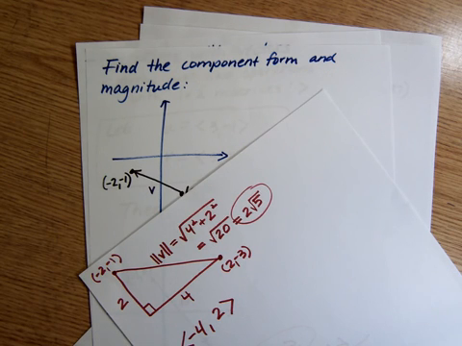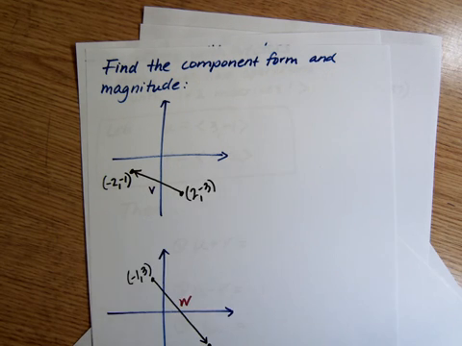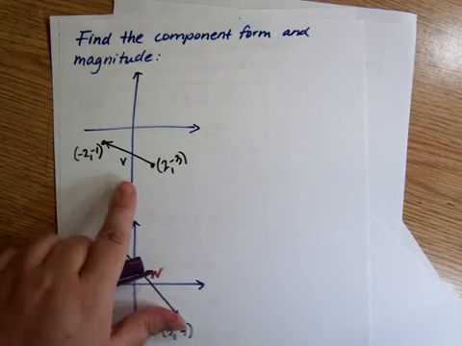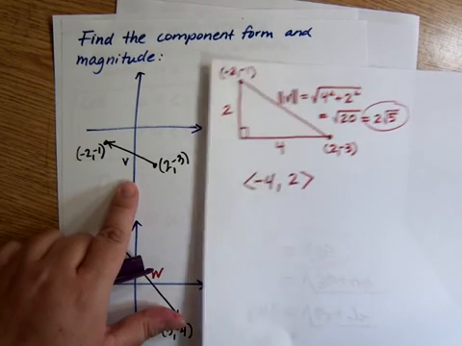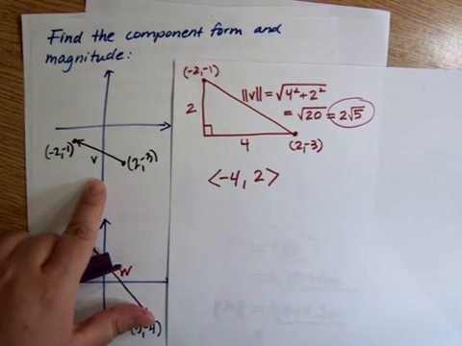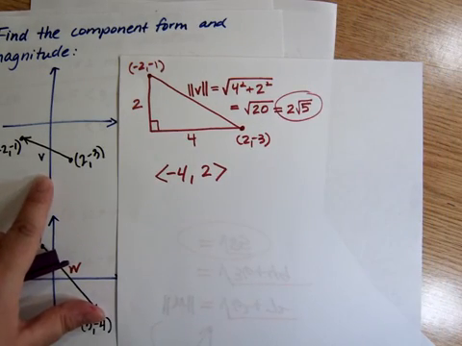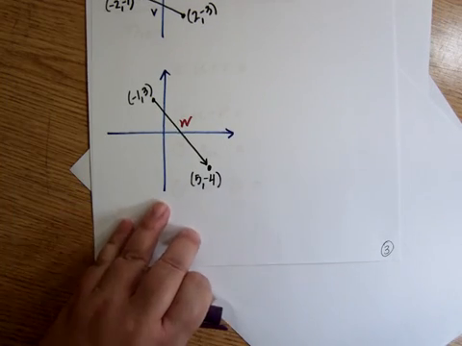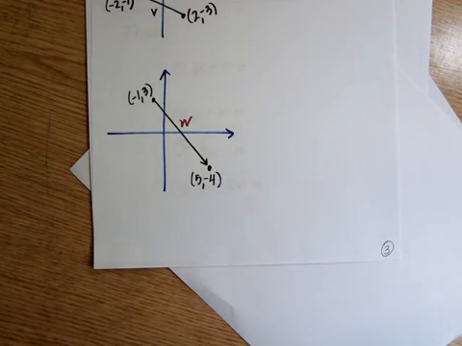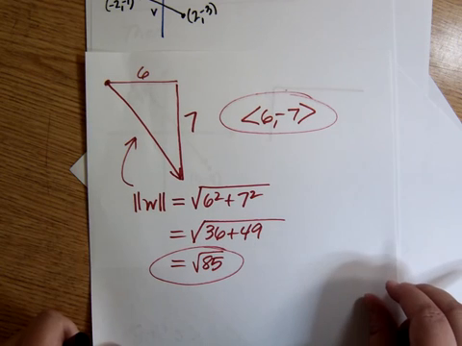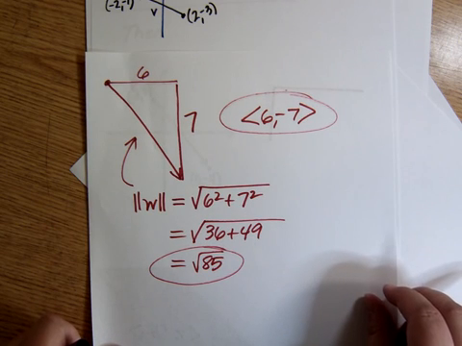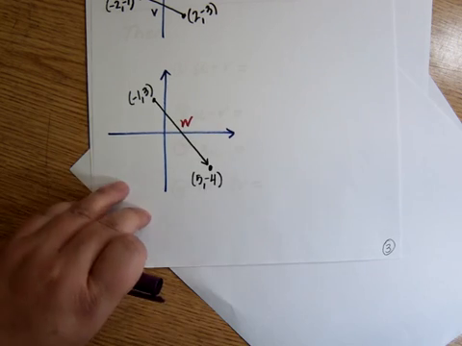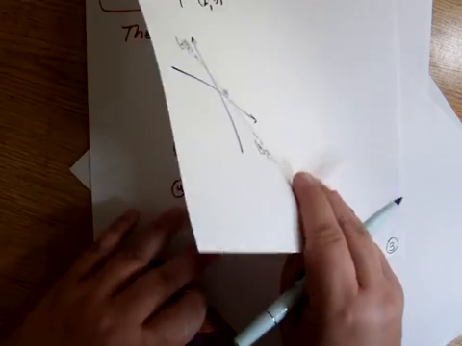Okay, let's see. Here was an example we did. Find the component form and magnitude, and here's the work for that one. Okay, and here's another example. This one right here. And here's the work for that one. We were not asked about direction in either one of those, so we didn't find direction.